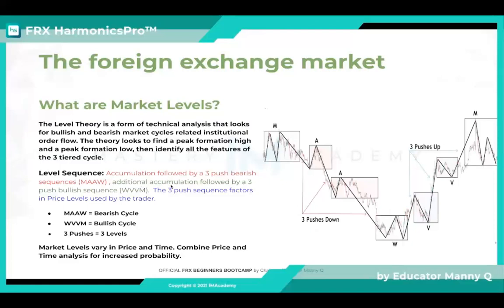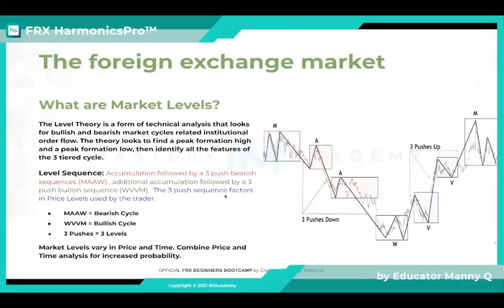So an additional accumulation is followed by a 3 push bullish sequence, which is known as the WVVM. So now you have the WVVM. We see the W, there goes the 3 pushes, push 1, push 2, and push 3, bringing it to the top. So we can see the W, and then the market pushes up, giving us that pullback. There goes the V. The market pushes up, pulls back, gives us that next V formation, pushes up, and then gives us another M pattern variation, okay? Before that sequence is done, right?